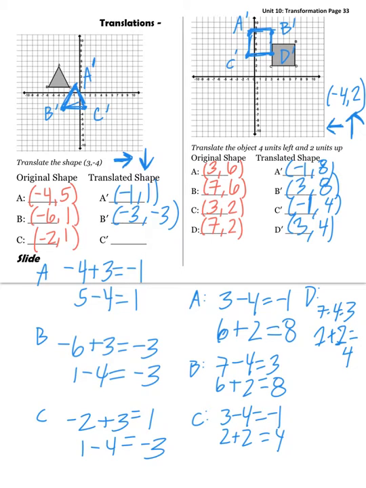And you can also count the squares if that's easier for you. So if we moved A 4 units left, put this out 1, 2, 3, 4, and 2 units up, 1, 2. And same thing for B, C, and D. Let's try one more example.